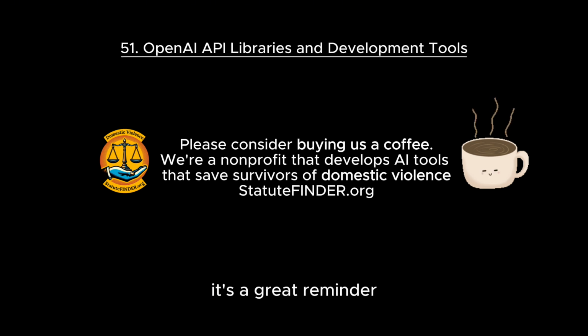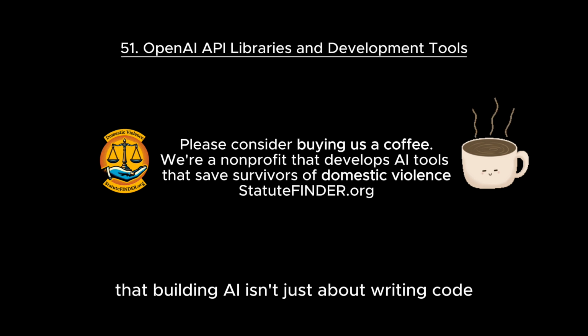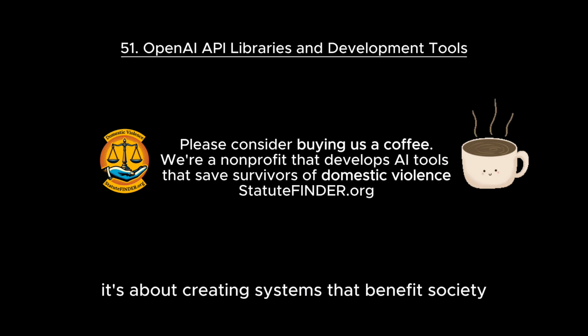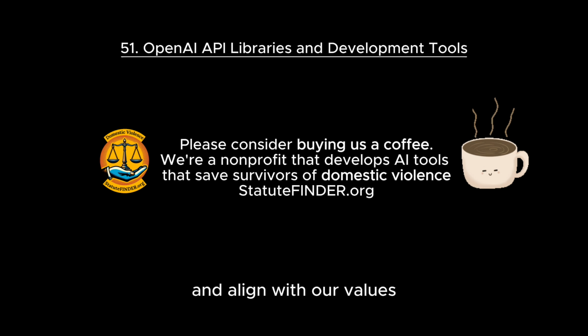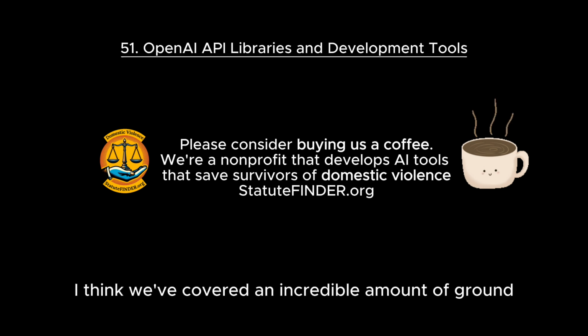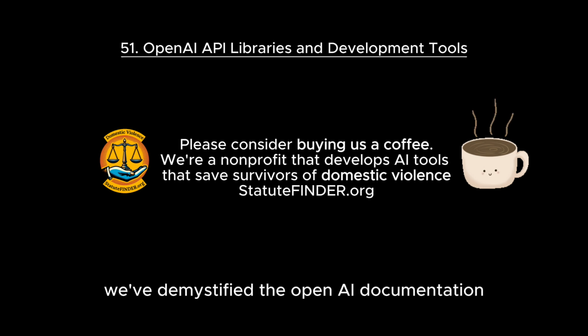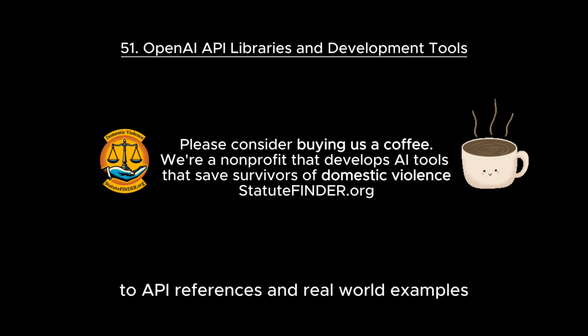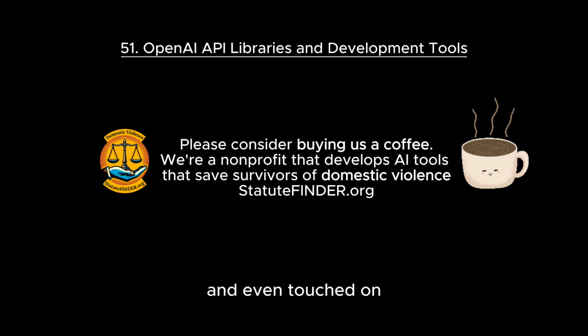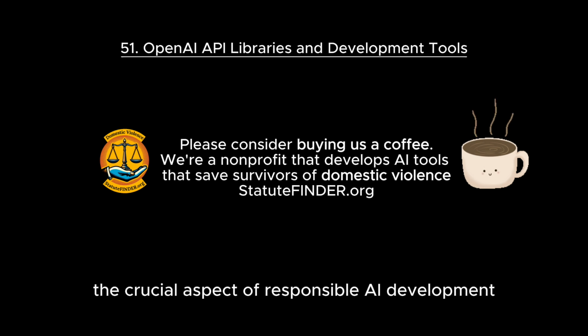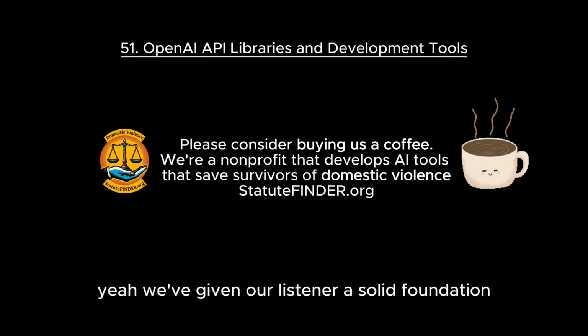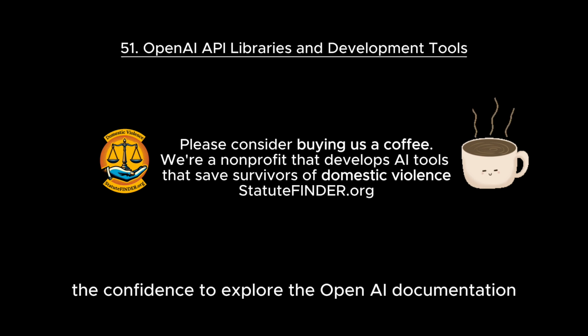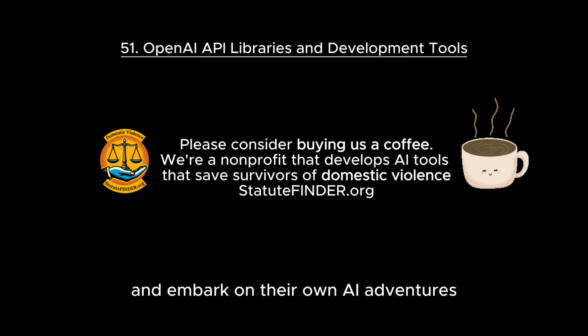It's a great reminder that building AI isn't just about writing code. It's about creating systems that benefit society and align with our values. Well, I think we've covered an incredible amount of ground in this deep dive. We've demystified the OpenAI documentation, explored everything from libraries and APIs to API references and real-world examples, and even touched on the crucial aspect of responsible AI development. Yeah, we've given our listener a solid foundation and hopefully instilled in them the confidence to explore the OpenAI documentation and embark on their own AI adventures.